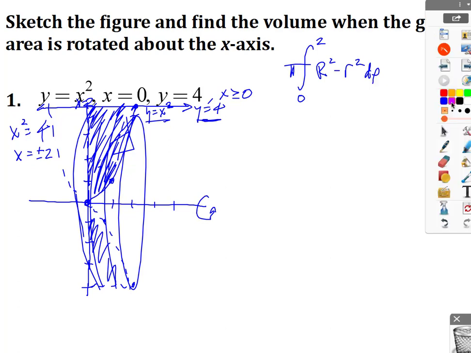So what's the big radius going to be? Does it change? Nope, it's constant. So it's going to be what? 4. Excellent.